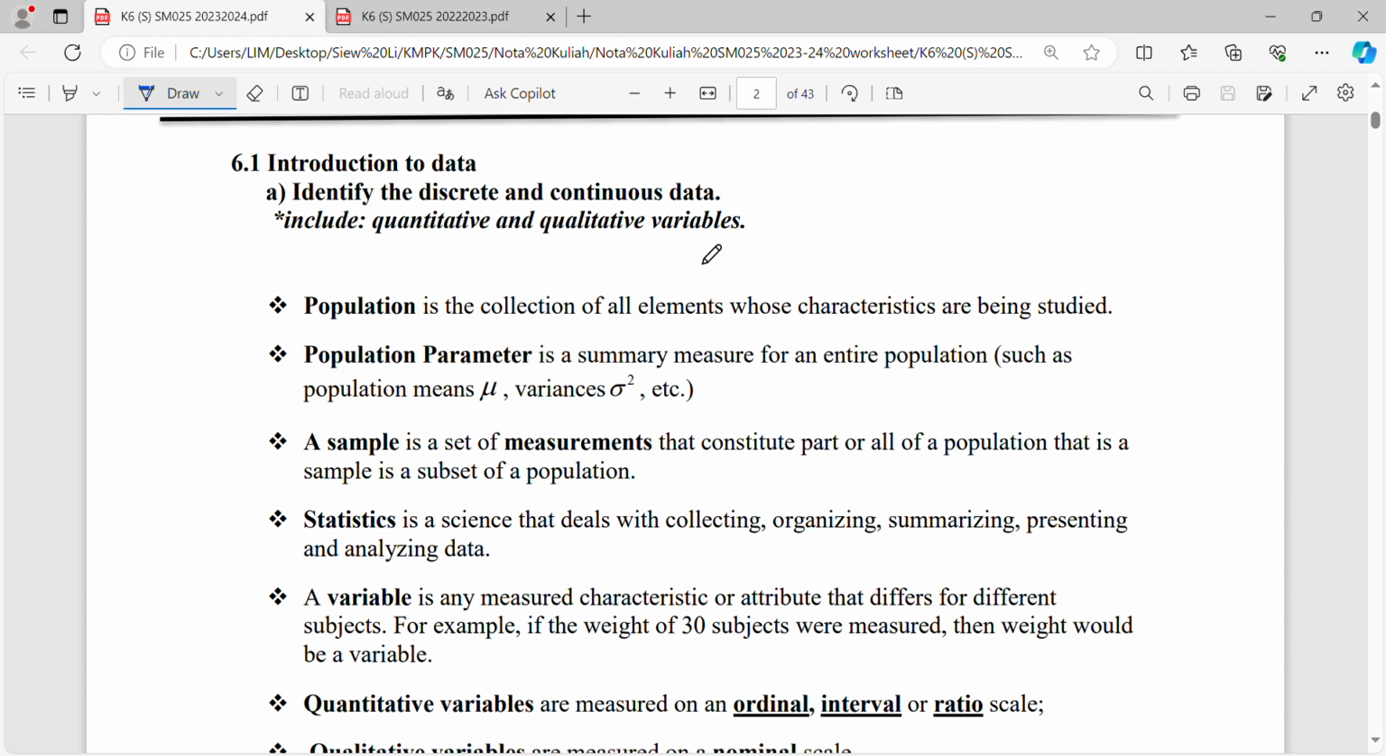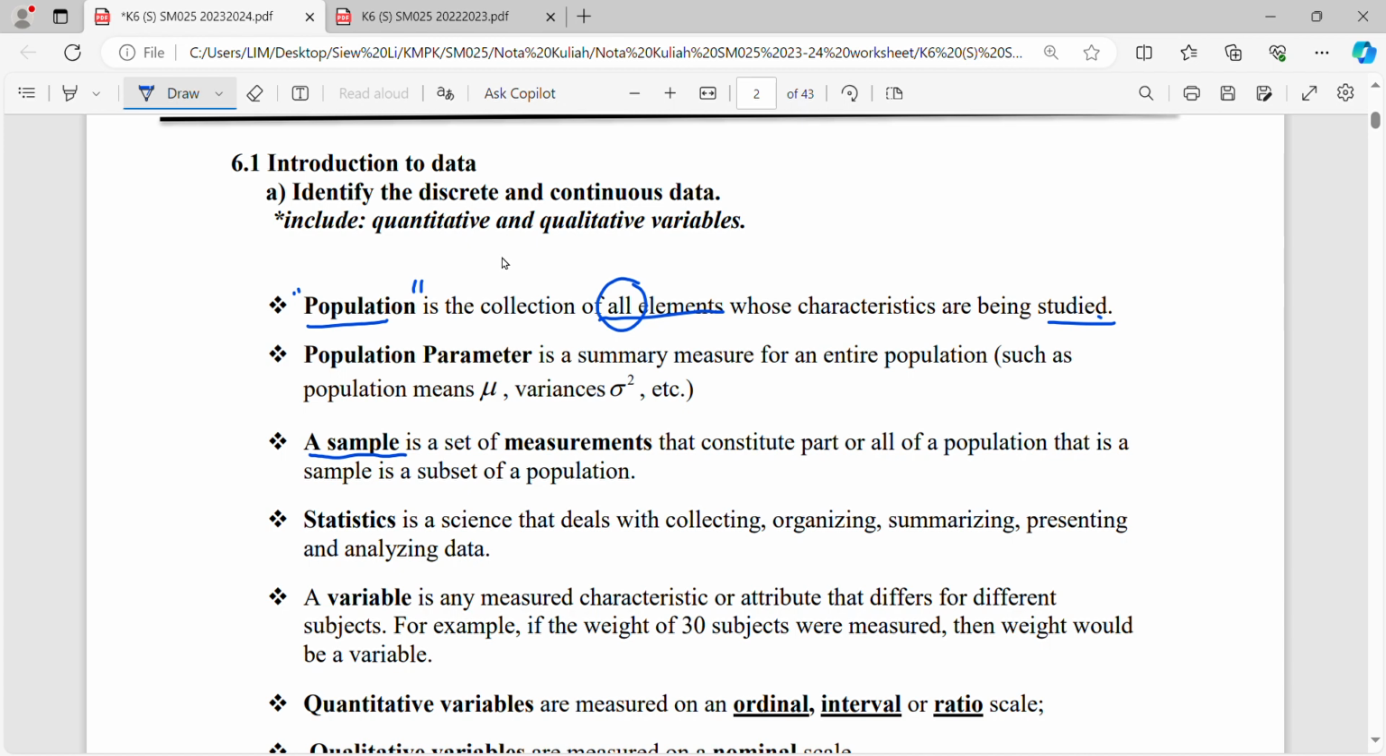So when you collect your data, population is your collection of all the elements whose characteristics are being studied. Let's say you want to study the results of college matriculation students. If you're taking the population, it means you need to take all the students from college matriculation. It will be 13,000 something, population, all elements. If you are taking a sample, let's say we just take around 2,000 something data from college matriculation.